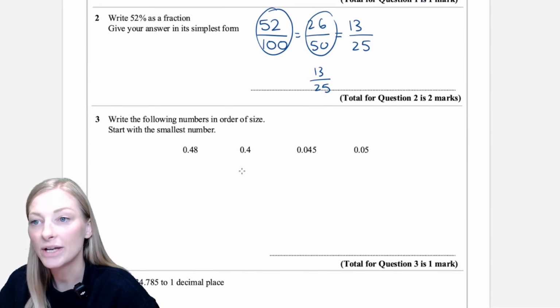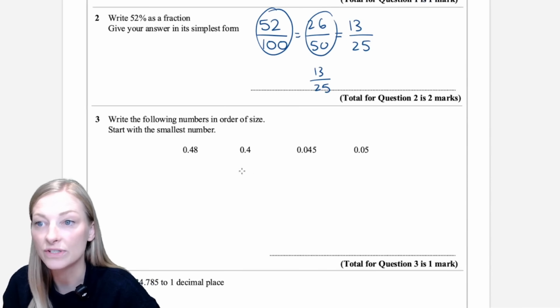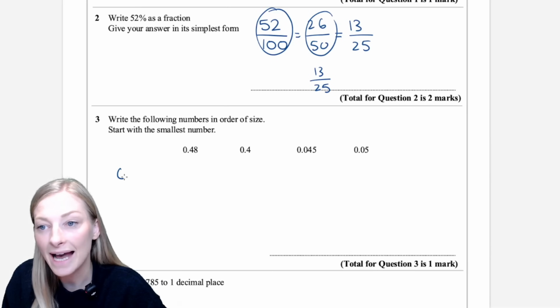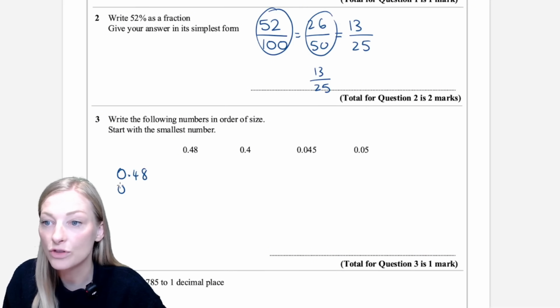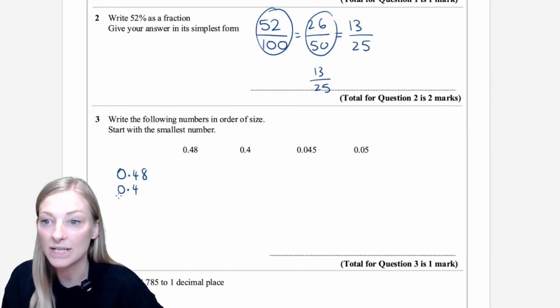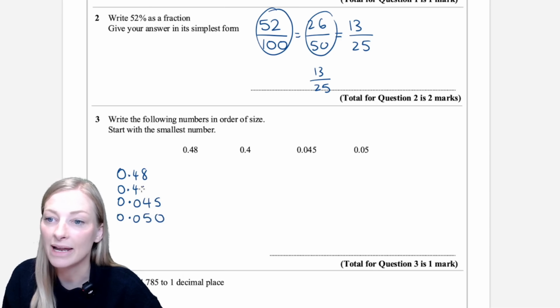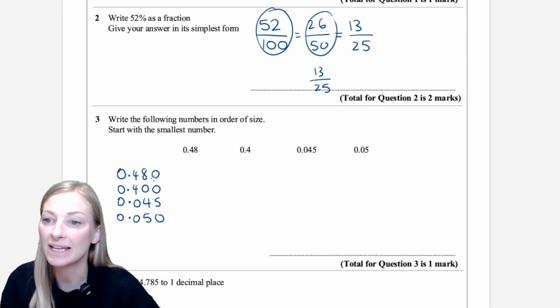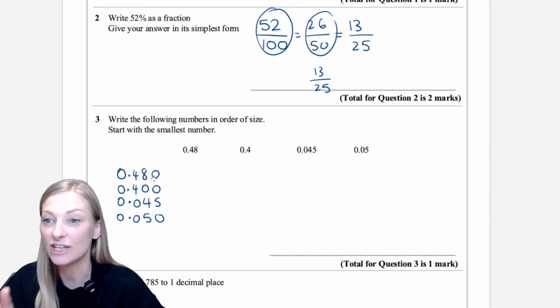Question number 3, write the following numbers in order of size, start with the smallest number. When we are ordering decimals, my hack here would be to write them over the top of each other, lining up your decimal point. So 0.48, 0.4, 0.045 and 0.05. And what I'm then going to do is make them all the same length by using zeros to hold the place value in any of those gaps. So now it's a little bit easier to see. You can compare 480 versus 400 versus 45 versus 50 if you find that easier.